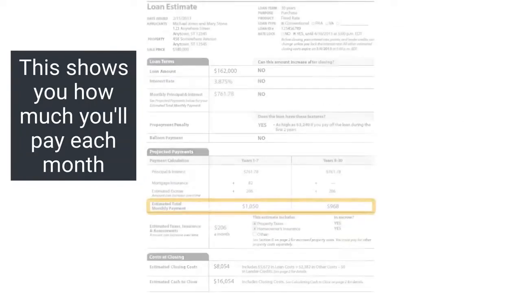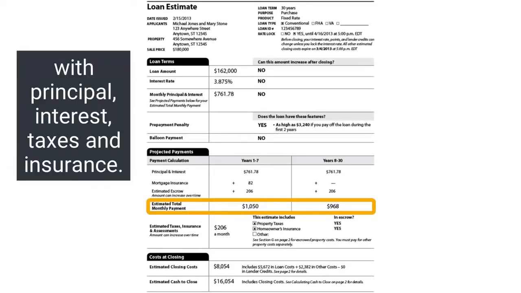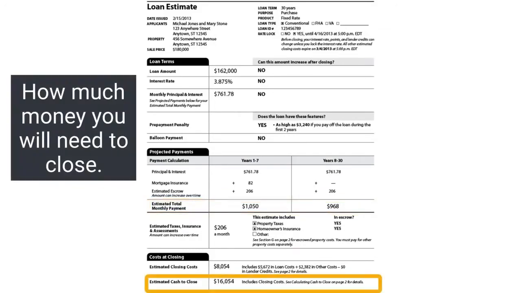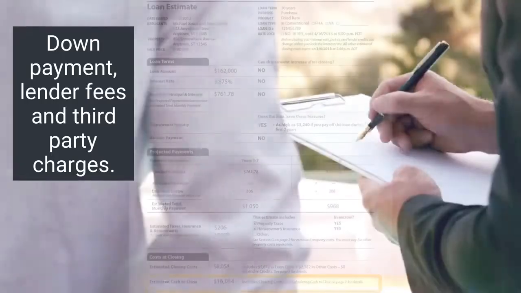Estimated total monthly payment. This shows you how much you'll pay each month with principal, interest, taxes, and insurance included. Estimated cash to close. This number shows how much money you actually need up front, including your down payment as well as lender fees and third-party charges.